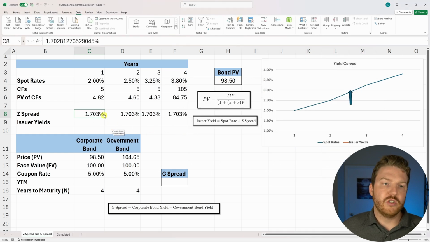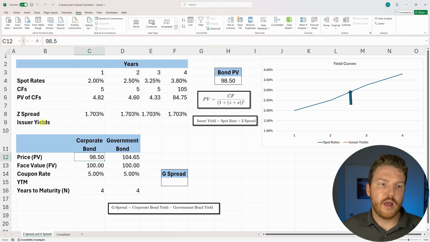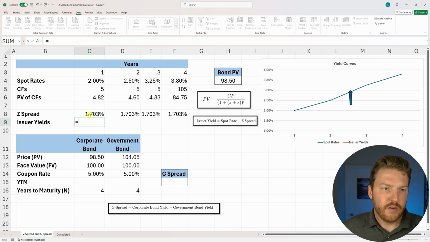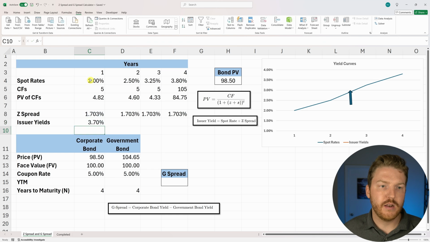So we find that our z-spread is 1.703%. And that sets this bond's present value equal to the corporate bond's value. So now we can find our issuer yields by taking the spot rate plus the z-spread. So this is the real yield of the cash flow for the credit risky issuer. So it'll be the z-spread plus the spot rate. And then we'll drag this all the way over.